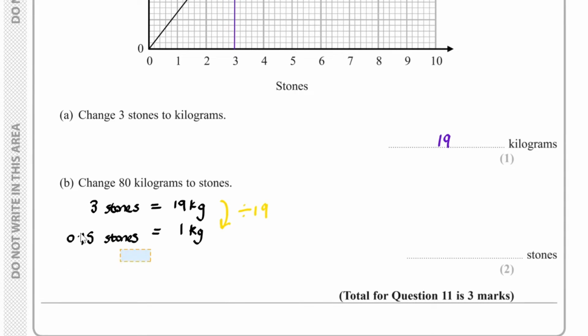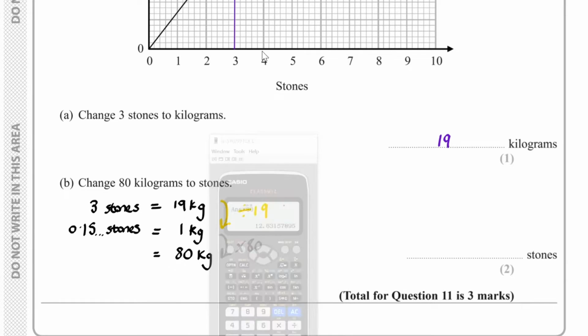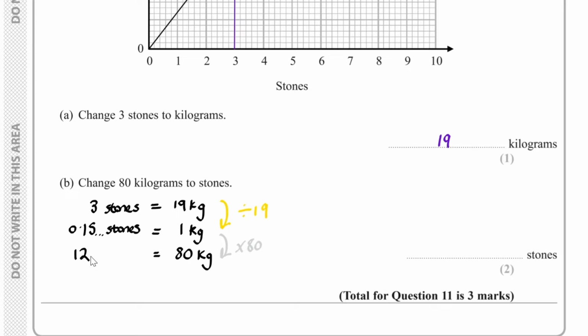So let's just move this. And therefore, to find out what 80 kilograms is, we would have to multiply by 80. So this number times by 80, that is 12.6 stones. So here we have 12.6.